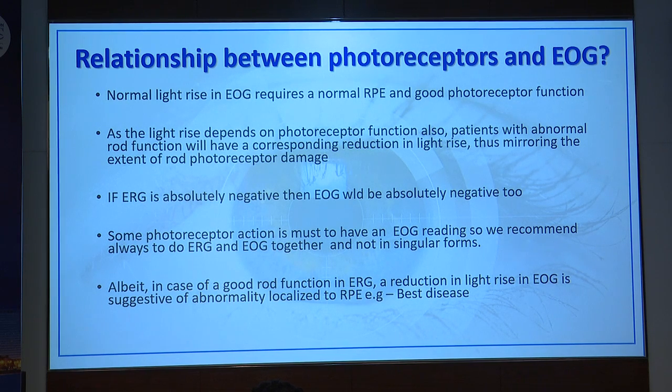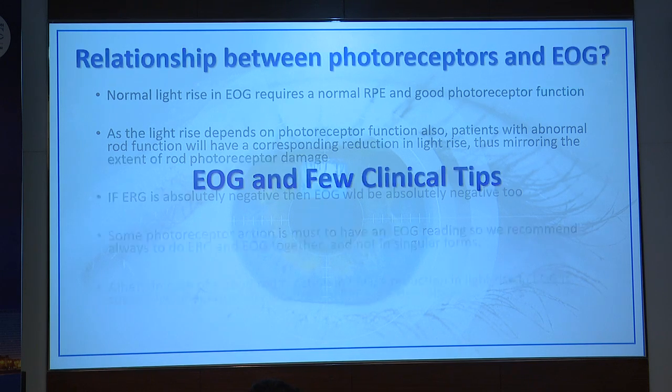So, we recommend always to do ERG and EOG together and never in a singular form. In case of good rod function in ERG, a reduction in light rise in EOG is suggestive of abnormality localized to the RPE, that is the Best disease.